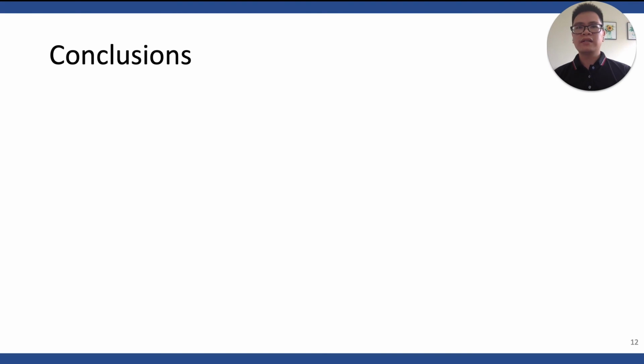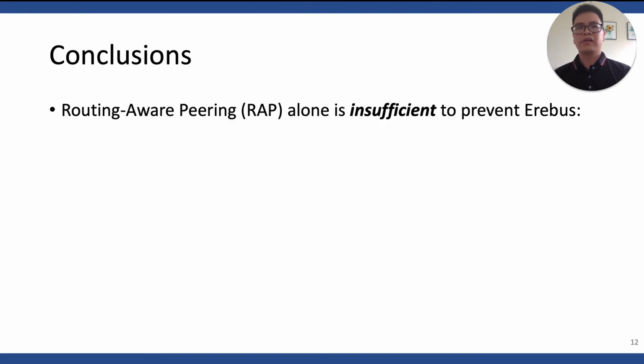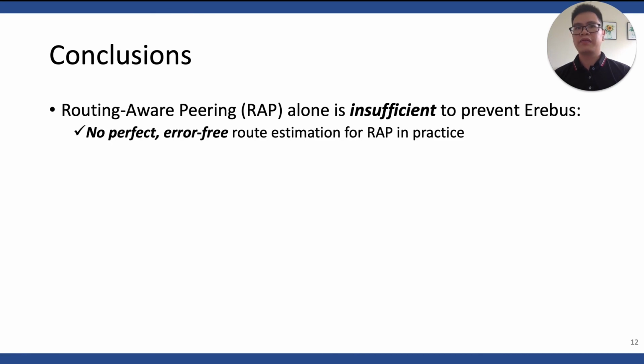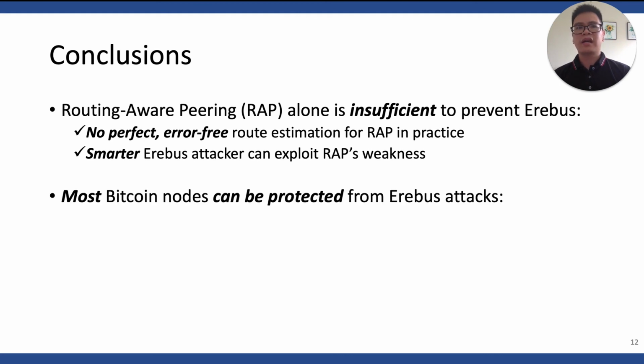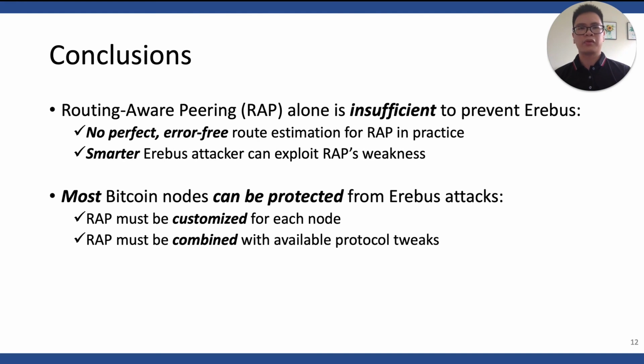In conclusion, contrary to our expectation, routing aware peering, or RAP, alone is insufficient to prevent the Erebus attacks because there is no perfect error-free route estimation for RAP in practice. And smarter Erebus attackers can exploit RAP weaknesses to undermine it. However, we saw that most Bitcoin nodes can be protected from the Erebus attacks when RAP is customized for each Bitcoin node and when it is combined with available protocol tweaks.